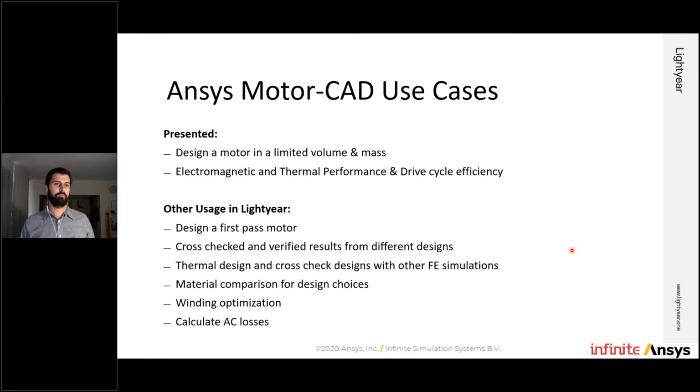We've done different material choices. Say, for example, what if we use a very exotic electromagnetic steel? It costs you a lot of money. If you change it, how does it affect the overall losses in your drive cycle, for example, is one of the things we looked at. Winding optimization, playing around with that, is super helpful. And then last but not least, to calculate AC losses, which Tim also touched on in his presentation.